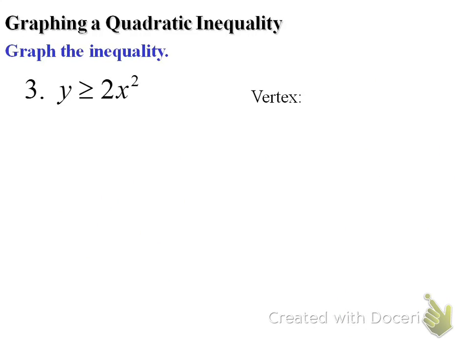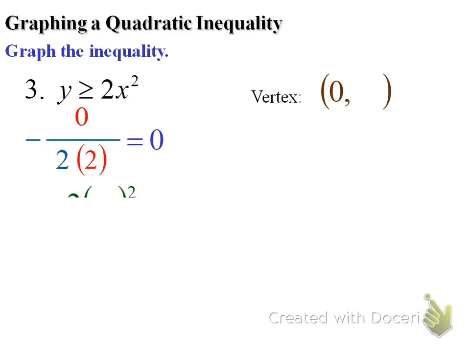So example 3 is y is greater than or equal to 2x squared. How do I find the vertex? Very good. Negative b over 2a. B in this case is 0. A is 2. So you'd have 0 over negative 4, which is just 0. When I plug 0 in, it's pretty obvious that I am going to get a 0 out. So my vertex is at 0, 0.